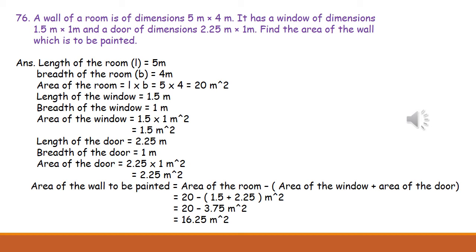Next one, area of the wall to be painted will be equal to area of the room minus area of the window and area of the door. So these are to be subtracted. So 20 minus 1.5 plus 2.25. So we are getting 20 minus 3.75, that is 16.25 meters square.